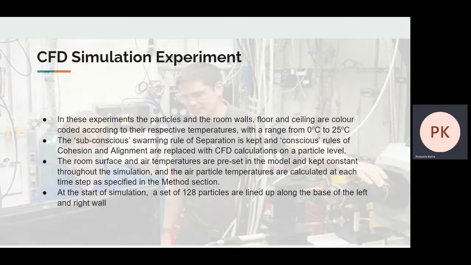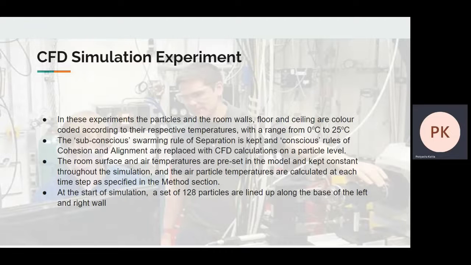Next, we have our CFD experiments. In these experiments, the particles and the room walls, floor and ceiling are color coded according to their respective temperatures. This temperature ranges from 0 degrees Celsius to 25 degrees Celsius. In this simulation, the subconscious swarming rule of separation is kept and the conscious rules of cohesion and alignment are replaced with CFD calculations on a particle level.